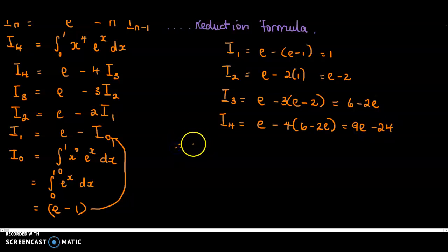So therefore, the integral of x to the power 4 e to the x dx evaluated between 0 and 1 is equal to 9e minus 24. So if you wish, you could try using integration by parts 4 times and see if you come up with the same answer. But as you will realize, using the reduction formula, the integral becomes a lot easier, especially when you have higher powers of integrals to deal with.